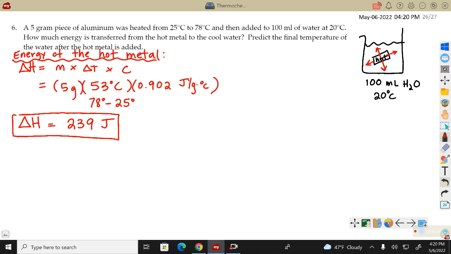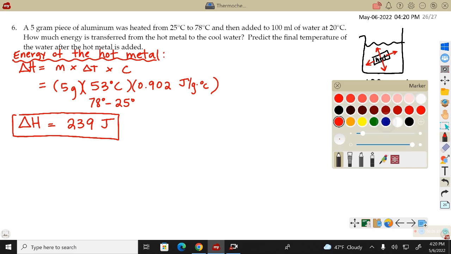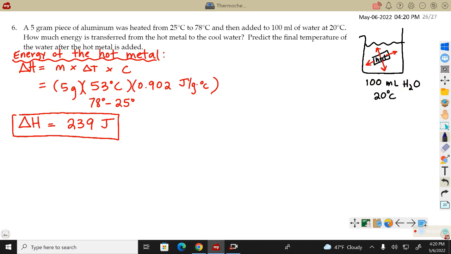Well, now the second part of this is to predict the final temperature of the water. Well, for that, we're going to do one more calculation. So this will be in reference to the water. Energy absorbed by the water. So that 239 joules is going to transfer from the metal to the water.